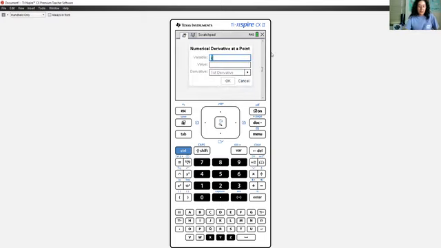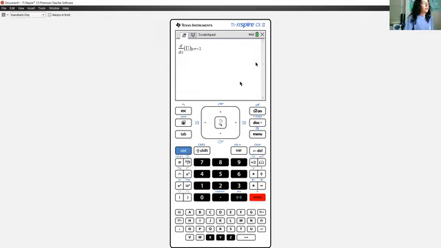This is the screen that's going to come up. I have my notes page still up here on my iPad. Example number 8 was asking us to use the calculator to find the derivative of x squared minus 5x plus 6 at x equals -3. So x is going to be our variable here, and first they want to know where am I finding the derivative: at -3. Hit enter.